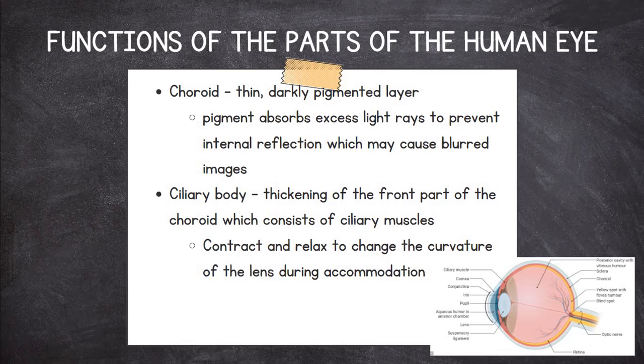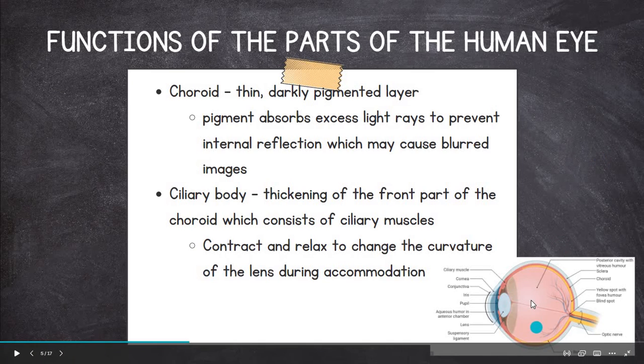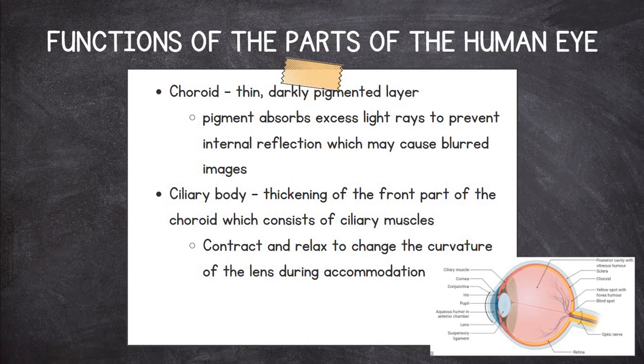Now, if you were to think of a white page, light reflects off of that, and then the light rays would bounce around in this eyeball, and you will not have a clear image. So that is why it is very important for this layer to actually absorb that light, and that is also why it has to be dark, right?